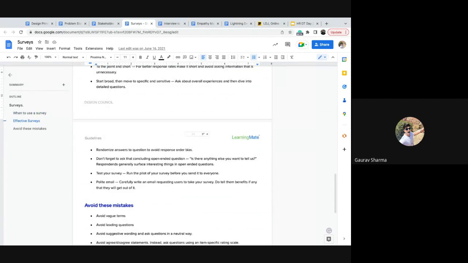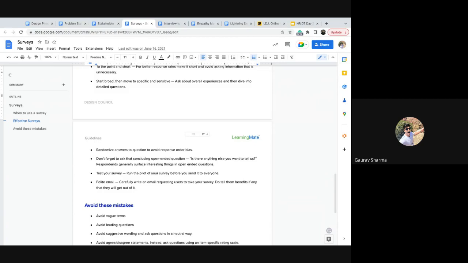Don't forget to ask a concluding open-ended question. It is the key. So, is there anything else that you want to tell us? I've seen we are using it very beautifully in our surveys, but essentially, having that as a key element, even if you don't feel that there has to be an open-ended question at the end, it is always advisable to use it. Even if you don't feel that somebody is going to add to it, please do keep that as the last question.